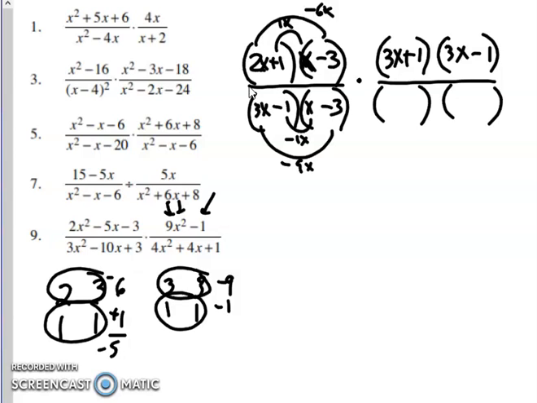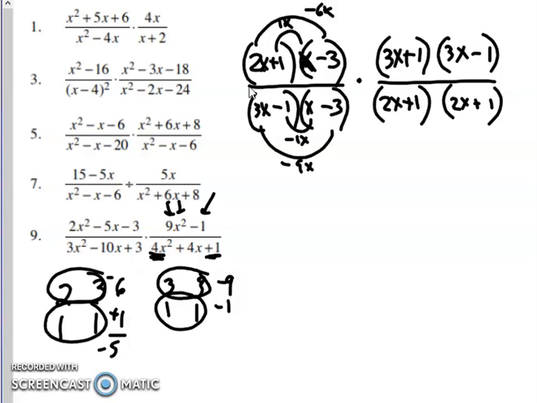So I end up with negative 10x here, so 3x minus 1 times x minus 3. And the last one, I noticed that the 4x squared and the 1, those are perfect squares, and I do have a middle term this time. This actually ends up being a perfect square. So it's the same factors, instead of a difference of squares where you have a pair of conjugates.